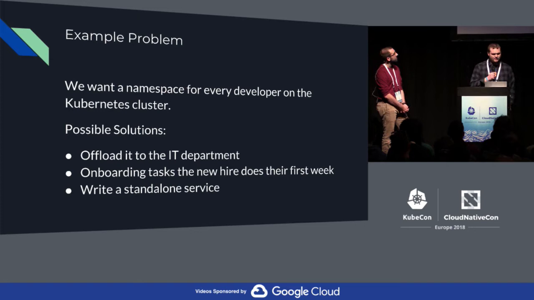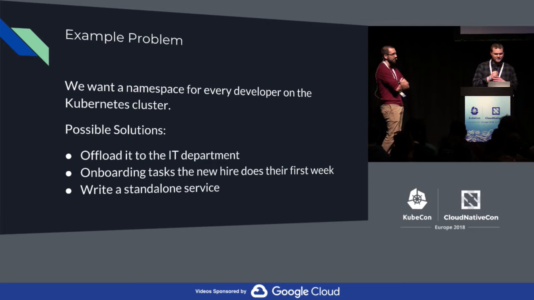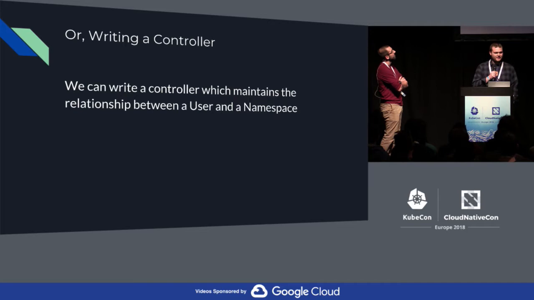So our example problem, as we've mentioned, is we want a namespace for every developer in the Kubernetes cluster. There are a couple of ways that we can implement this outside of Kubernetes. We can have IT provision a namespace when people start. We can have people file tickets in their first week. They love creating tickets, it turns out. Or we can write a standalone service for them to talk to, and that will provision a namespace for them. Or we can write a controller that can do that automatically based on logging into a Kubernetes cluster. And that's what we've decided to build within PyLi.